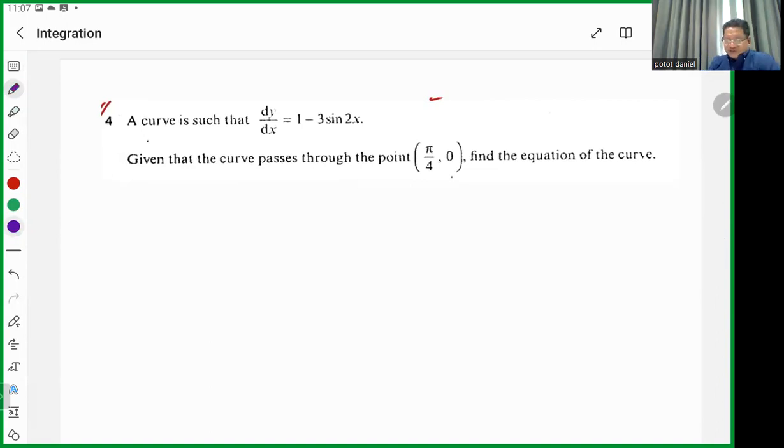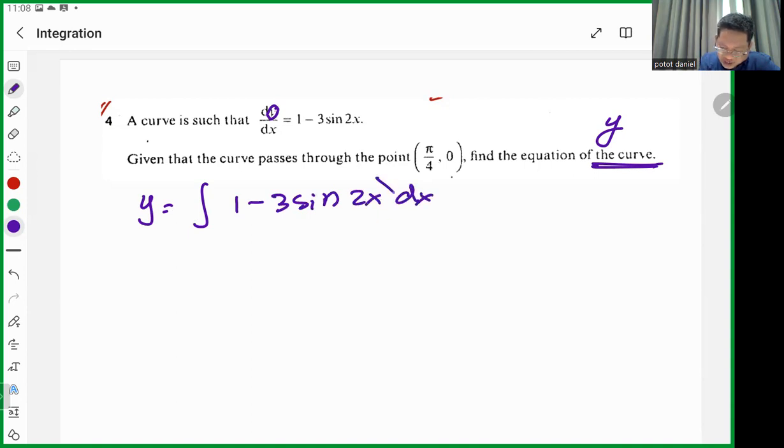A curve is such that dy/dx is 1 minus 3 sine 2x. Given that the curve passes through the point (pi over 4, 0), find the equation of the curve. Take note that what we're looking for is the equation of the curve, and the curve that we are talking about here is the function y. So basically, we want to find that y, and that y is equal to the integral of 1 minus 3 sine 2x with respect to x.